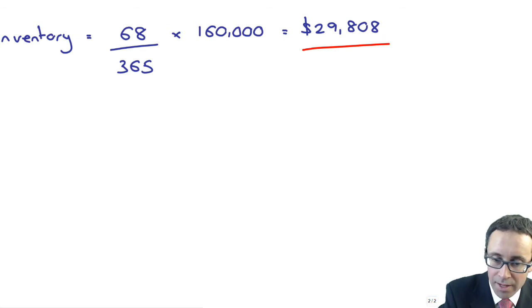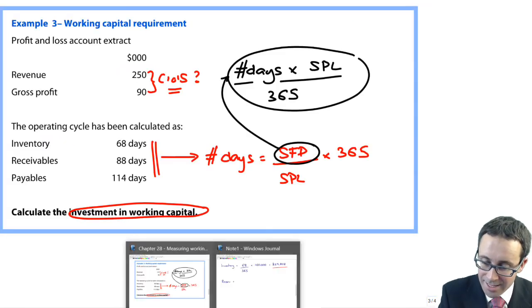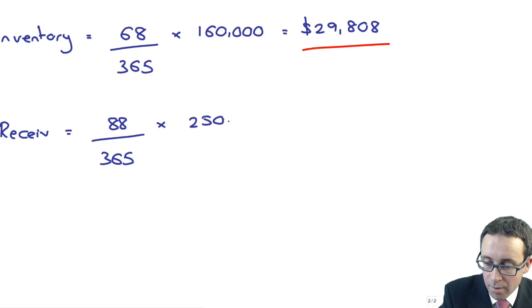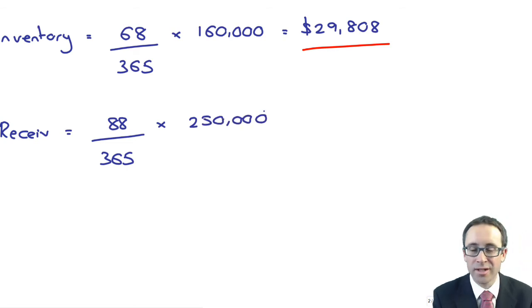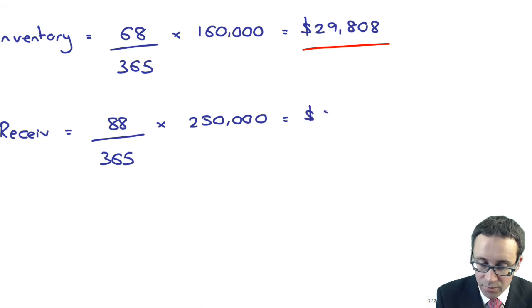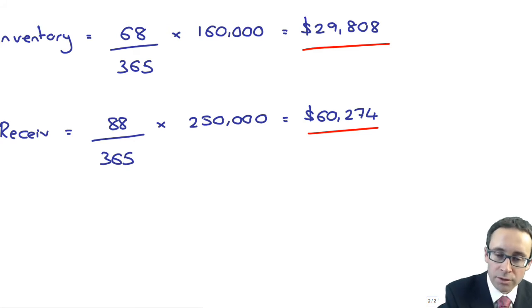If I then look at my receivables, it's 88 days. So 88 divided by 365 multiplied by my sales. Technically it should be credit sales, but there's no distinction between cash and credit here. So my investment in receivables is 60,274. So every 88 days I would expect to receive $60,274.